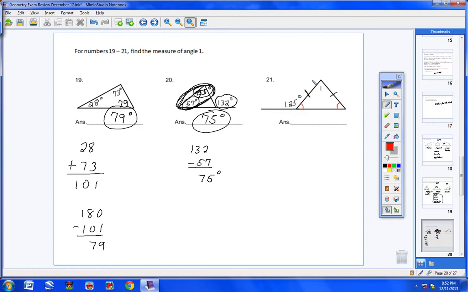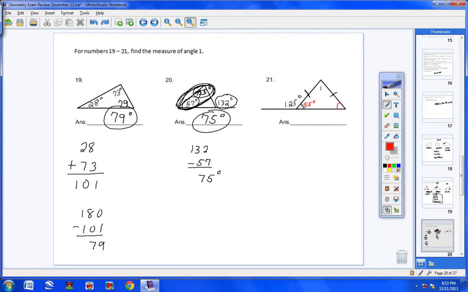Again, when two sides of a triangle are congruent, their opposite angles are congruent. Now, do you see how I have a straight line right here with one line coming off of it? We looked at this yesterday. Whenever you have a straight line with one ray coming off of it, these two angles are going to add up to 180 degrees. So this angle right here has to be 55 degrees, because 125 plus 55 equals 180.